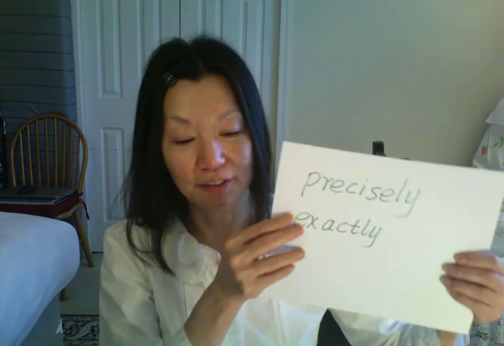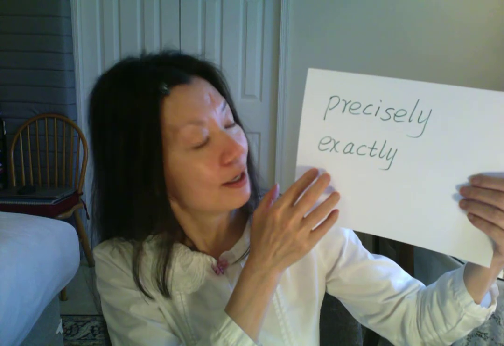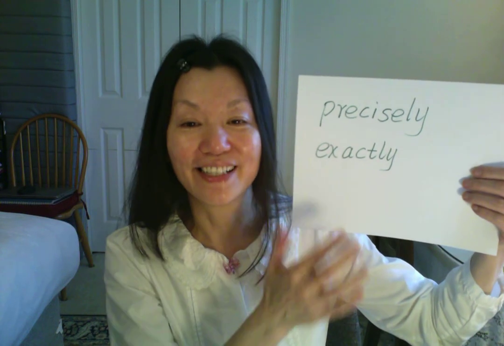Next, what do I see here? Precisely or exactly in Chinese. 就. Precisely. 就. Exactly. In Chinese, we say what? 就.